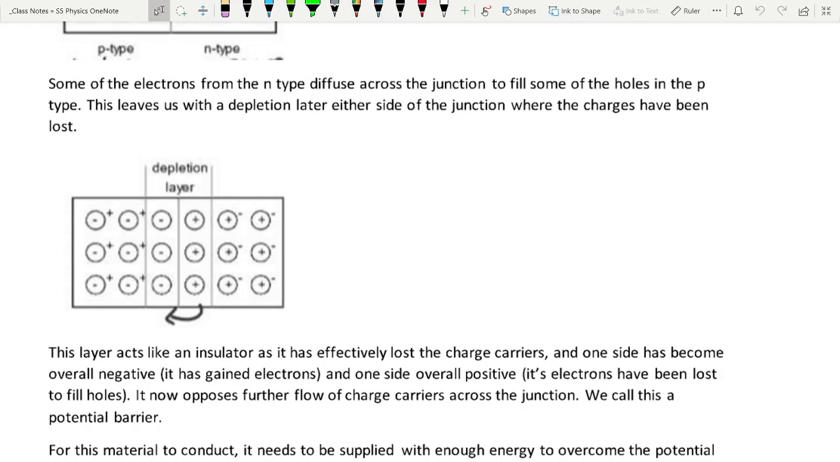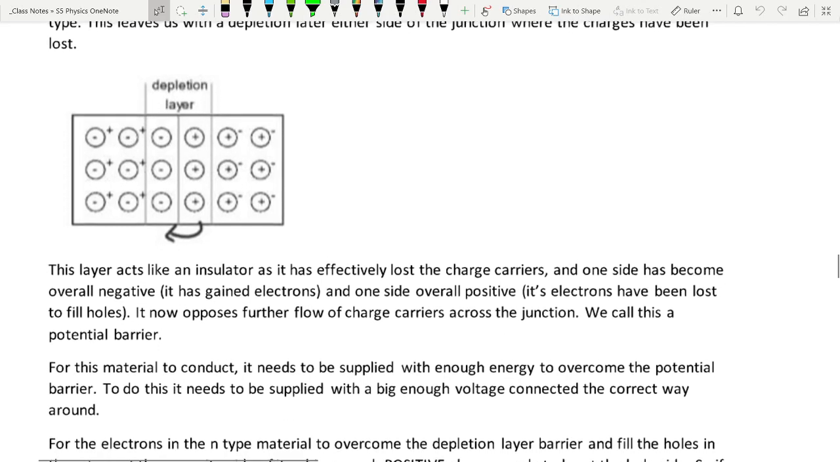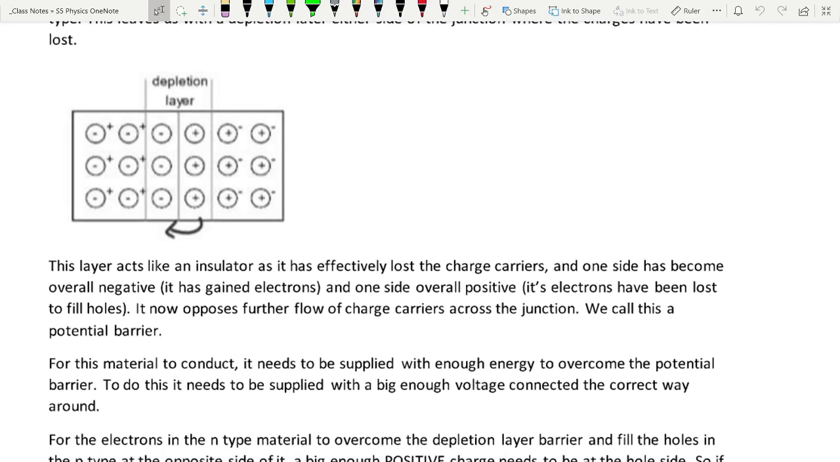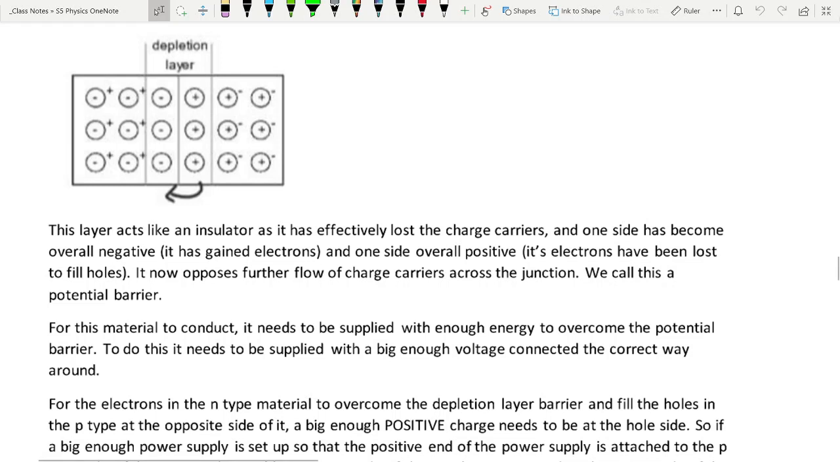Which is like saying, well, why is that happening? Okay, so that basically is a barrier to any conduction. So this layer acts like an insulator as it's effectively lost the charge carriers. And one side has become overall negative because it's gained electrons, and one side overall positive. It now opposes further flow of charge carriers across the junction. We call it a potential barrier.